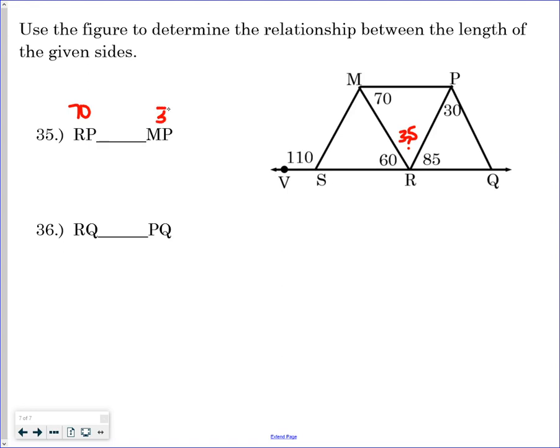So MP is across from the 35 degree angle. So what would our symbol be? RP's greater. Greater than, very good. So I don't want you to think RP is 70, it's just across from 70. Do you guys get what I'm saying? Okay. So RQ and PQ is this triangle. RQ is across from 30. PQ is across from 85. Less than. Very good. Anybody confused at all? Okay.